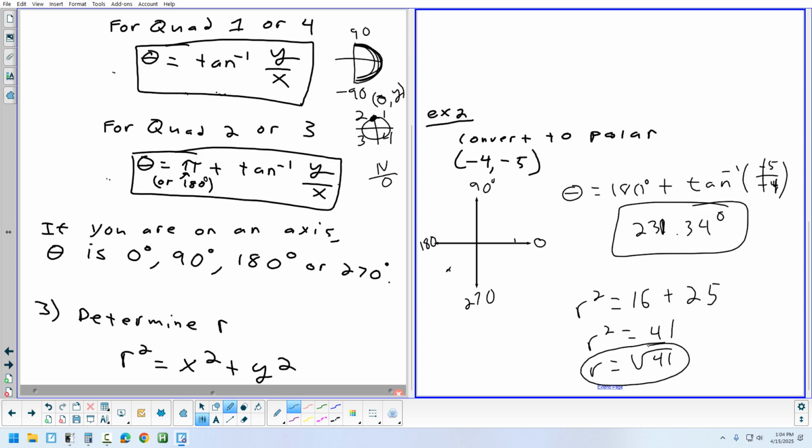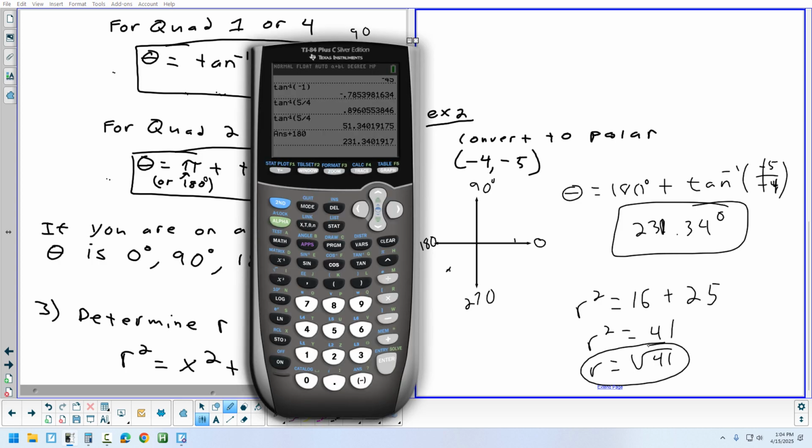Probably better off to do it like that. If you try typing it in on the calculator, you can, but you would have to type it in like this. Let's do the part under the square root first. -4 squared plus -5 squared. If you really want to use a calculator, that's how you have to type it. And that's how you get 41.